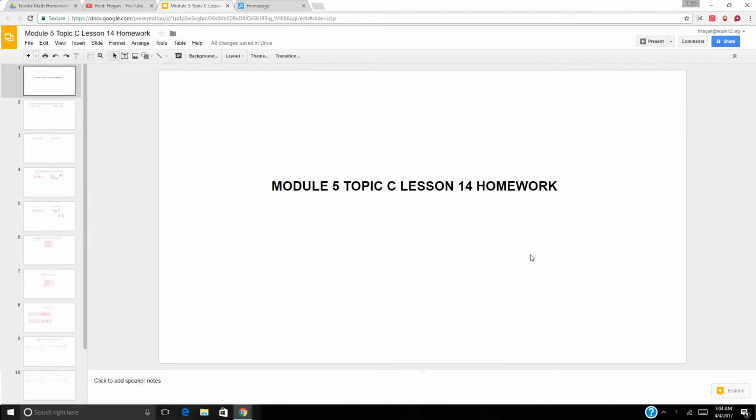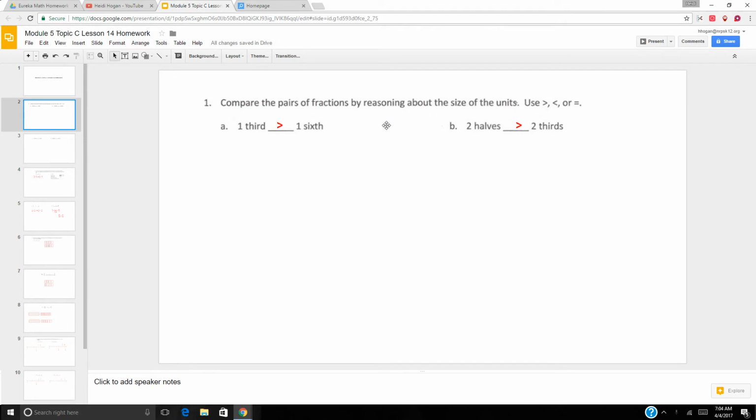This is thinking about fractions and comparing them using number lines and area models and just our basic knowledge of units. So let's begin. So we started off with thinking about if the units are the same or just what we know about fractions in the size of the units. So we have 1/3 and 1/6.